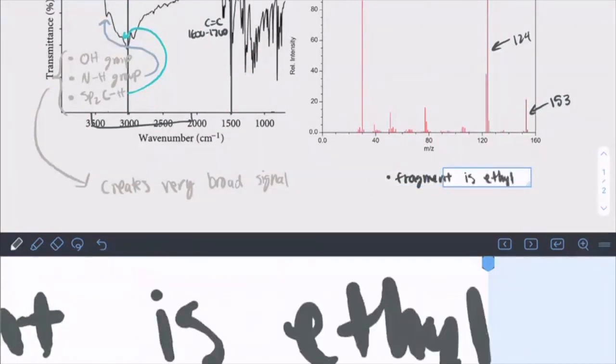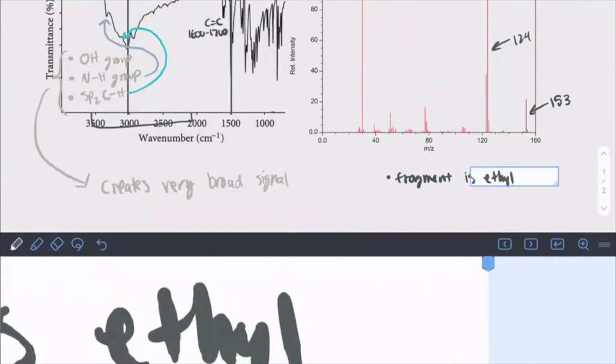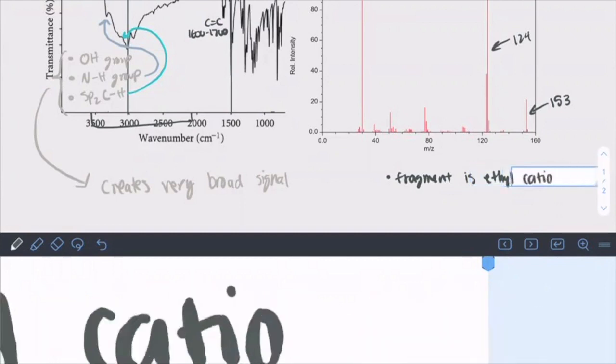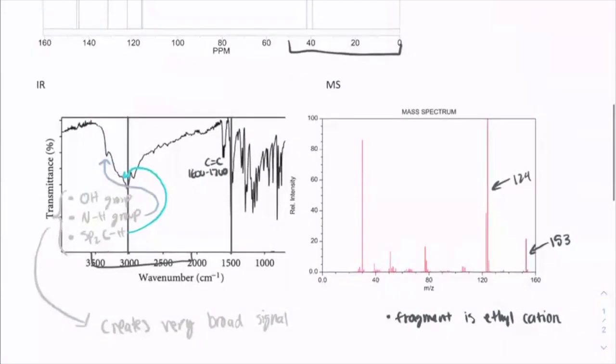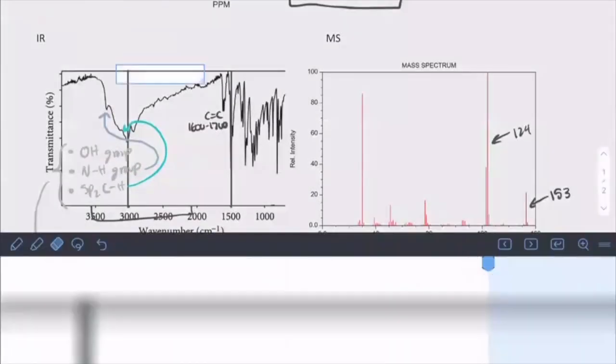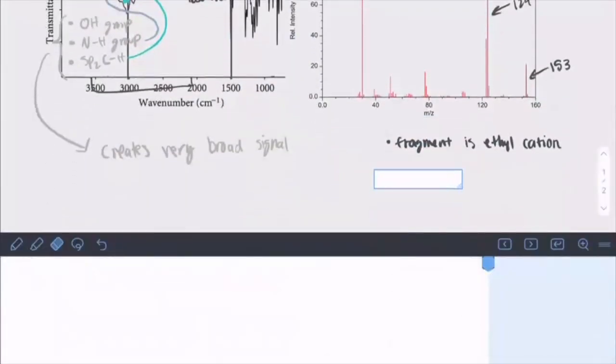Is it ethyl radical or cation? Cation. Right. Well, the fragment creating that is the radical. Well, the radical is what's lost. Yeah, the fragment is what creates the signal. So is it cation or radical? It's cation. We wrote it like if we write fragment, it's cation. And then maybe you can do like 153 minus 124. Okay.